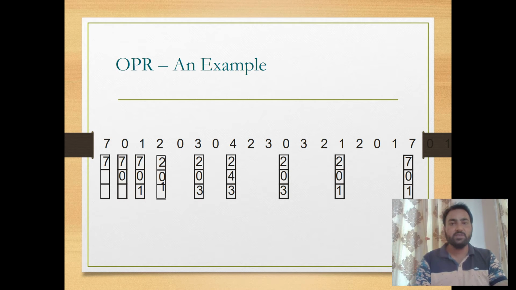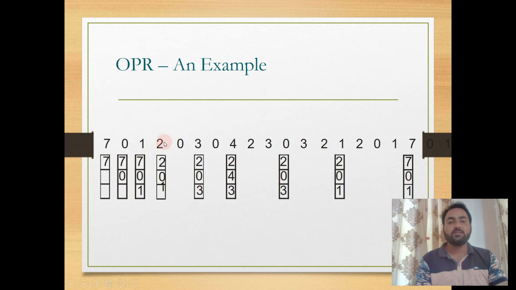So let's proceed. We have three frames in the frame set, and this is the string. We will start placing the pages one by one. First we'll put 7 into the empty frame, then we'll put 0 into the empty frame, then we'll put 1 into the next empty frame. Now all the frames are occupied.